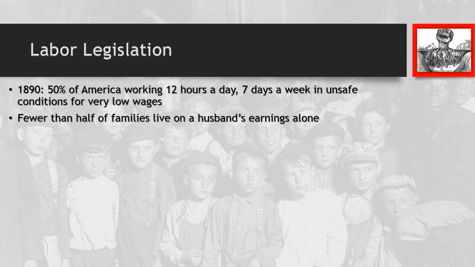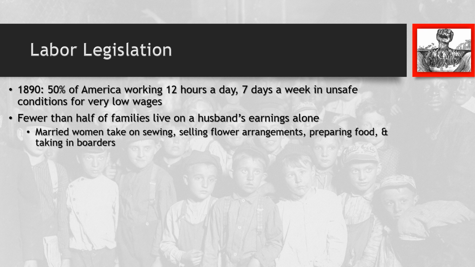And because of that, because of the low wages, fewer than half of families in the U.S. are able to live on a husband's earnings alone. Okay, so if you are a family in the working class, chances are every member of your family who is at least over the age of 5 or 6 has a job. Okay, so again, that includes wives, children, everybody in the family. Okay, so it's an extremely stressful lifestyle is the best way I can put it.